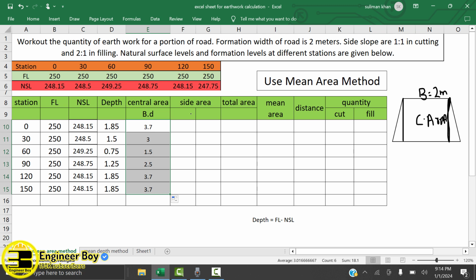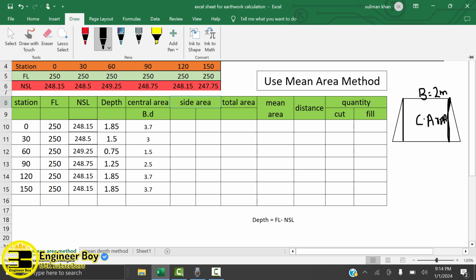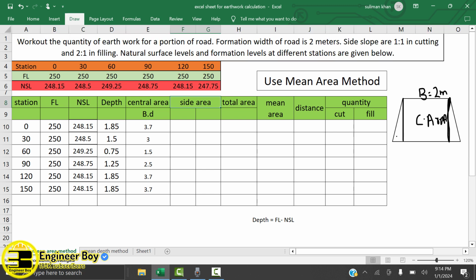Pretty cool. Now side area. The side means just the triangular portion, this portion and this portion. One side area can be sd square divided by 2, and for the other side sd square divided by 2. For this side sd square divided by 2 as well. So simple.